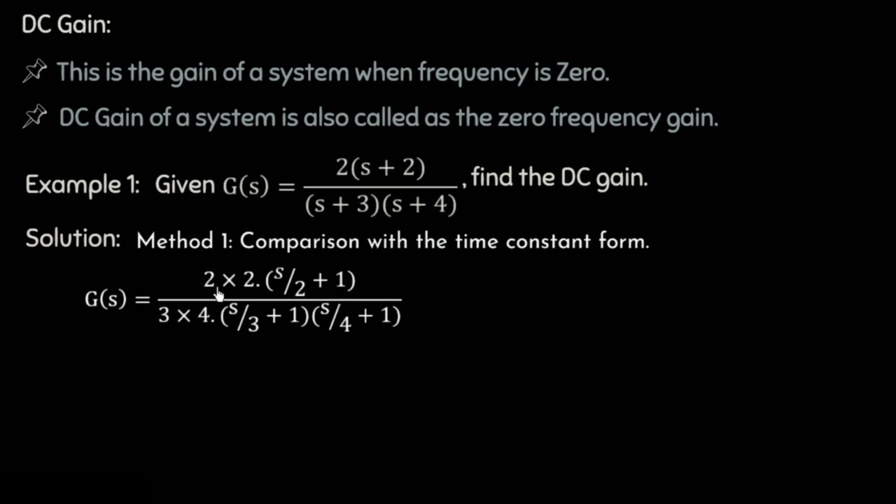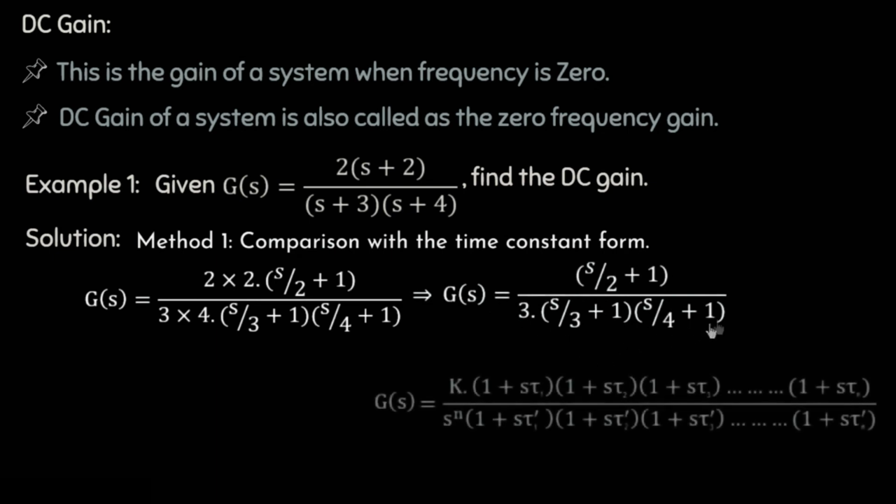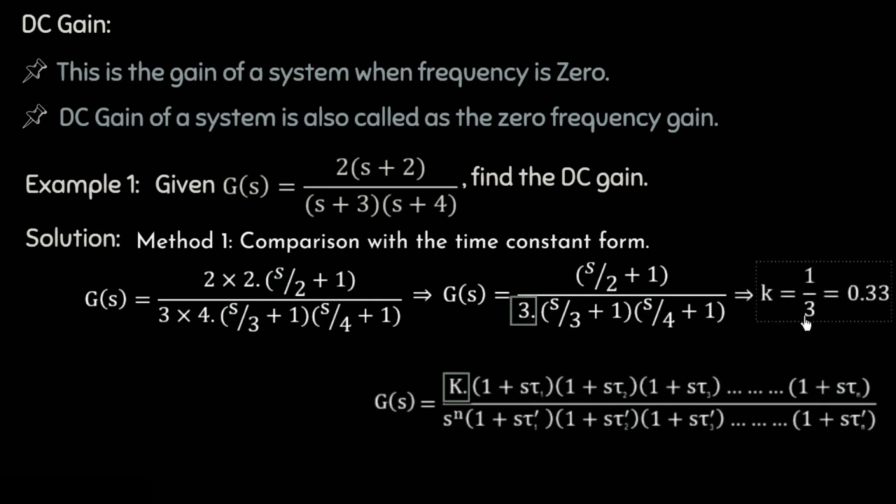Now if we solve this, 2 multiplied with 2 will be equal to 4 and 4 will get cancelled. So we will have G(s) equal to (s over 2 plus 1) divided by 3 multiplied with (s over 3 plus 1) multiplied with (s over 4 plus 1). Now we have this transfer function in the time constant form. And if we compare this transfer function to the standard time constant form, we can say the value of k is 1 over 3. So we can write k is equal to 1 over 3, which is equal to 0.33. And in the standard time constant form, k represents the DC gain of a system. So we can say the DC gain of this transfer function is 0.33.